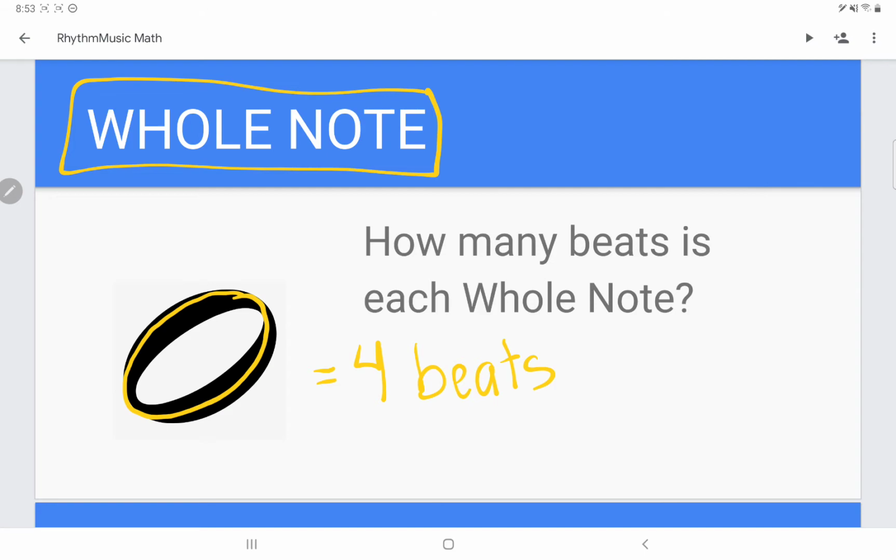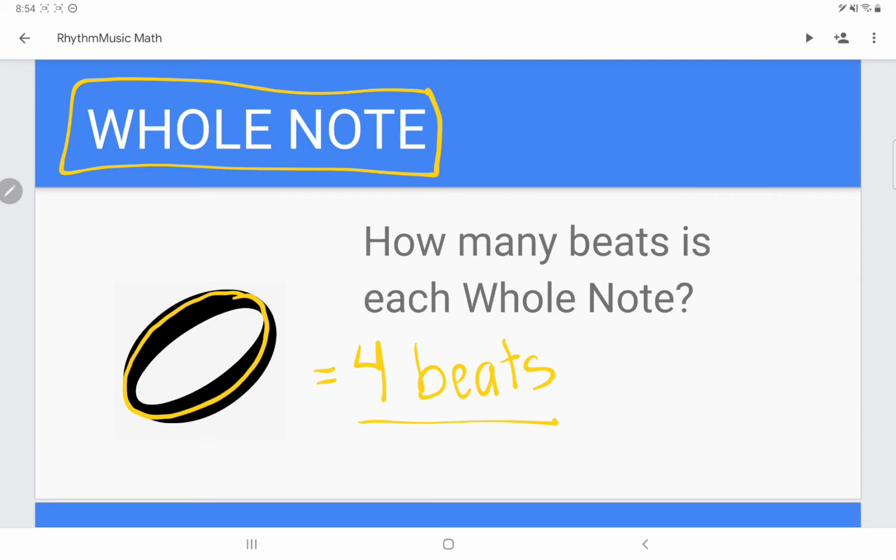It's extra, extra long. And so just like our quarter note that was worth 1 beat, we had our half note that was 2 beats. We had our dotted half note that was 3 beats. Now we've reached our whole note, and usually our whole note is by itself because it's so big, it's so long. So our whole note is worth 4 beats.